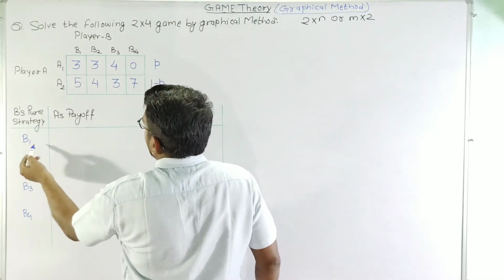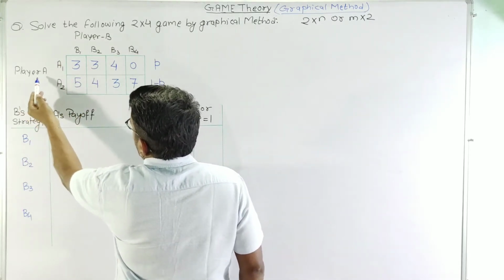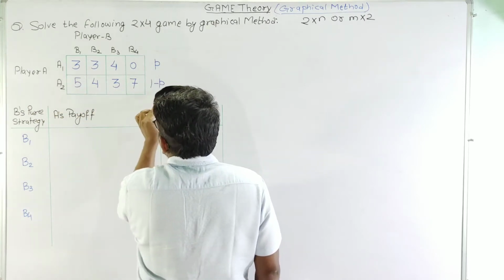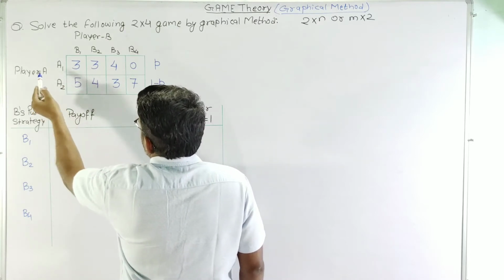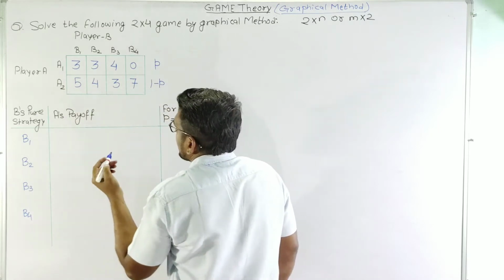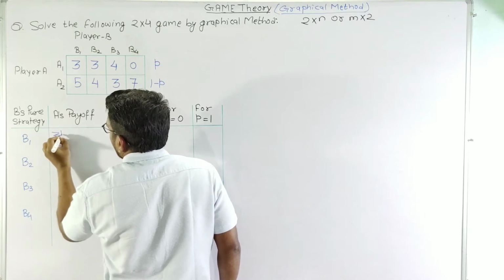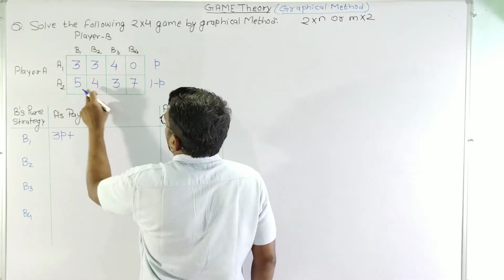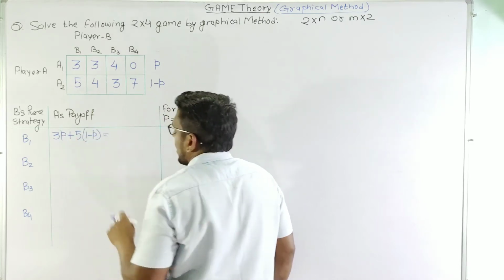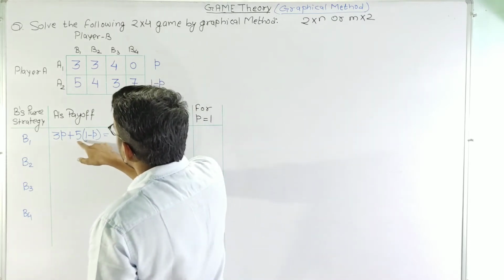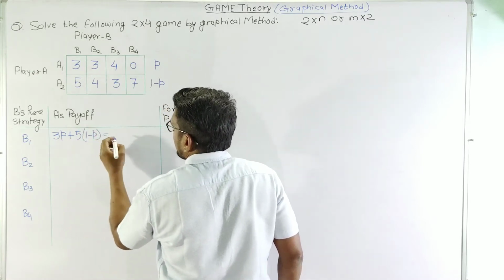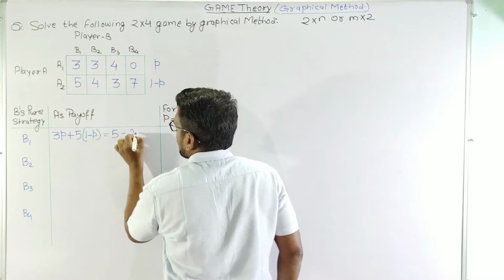Suppose for strategy B1, A will play A1 P percent of the time and A2 1 minus P percent of the time. So A's payoff will be 3P plus 5 into 1 minus P. Now if we simplify, this will be 3P plus 5 minus 5P. So minus 5P plus 3P is minus 2P. So this will be 5 minus 2P.